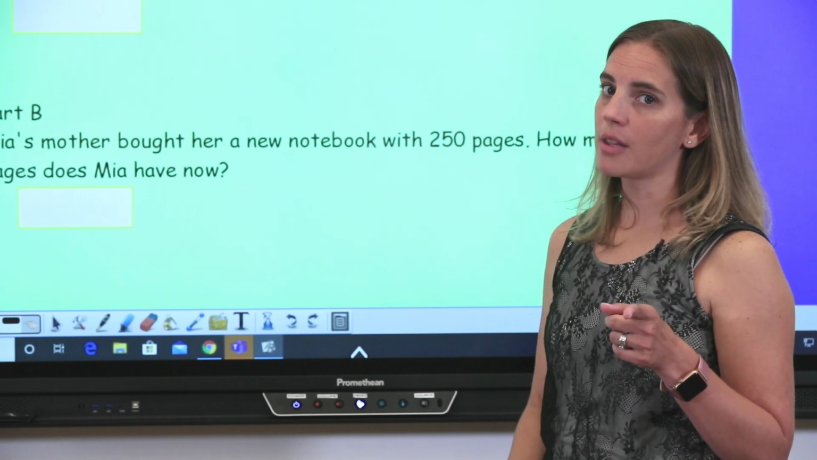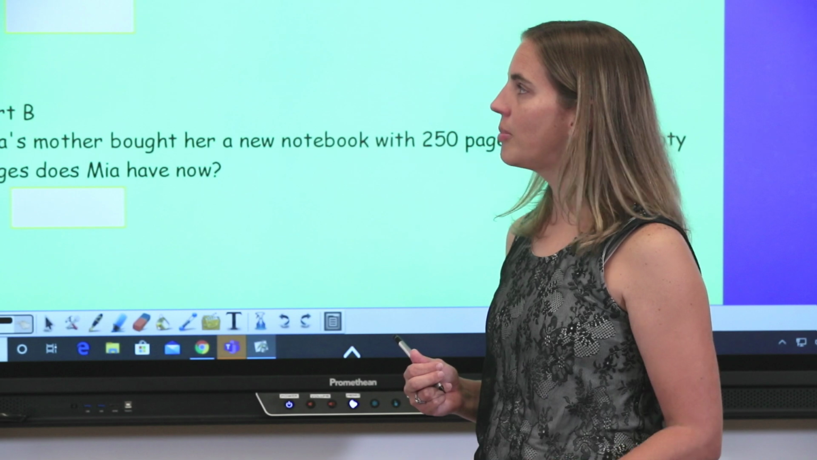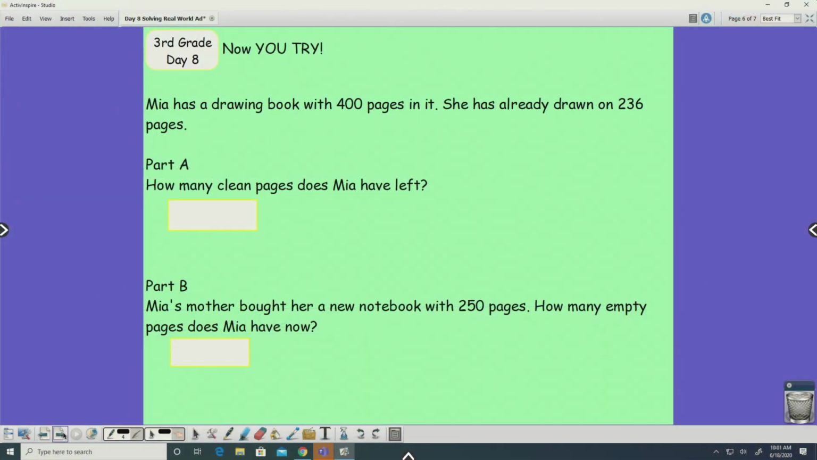All right, I want you to try this one on your own. It's going to take you a bit, but I want you to think all about the whole problem. So Mia has a drawing book with 400 pages. She's already drawn in 236 pages. So how many clean pages does Mia have left?